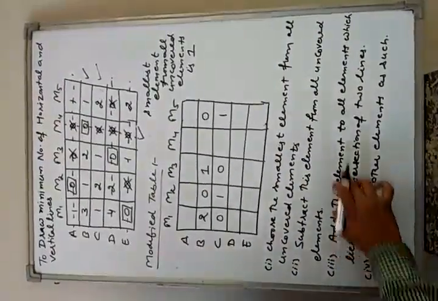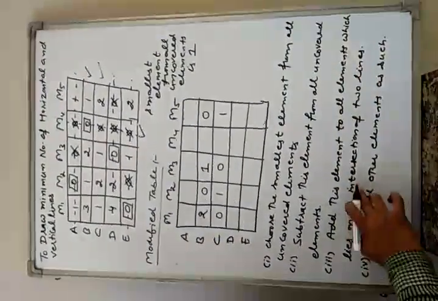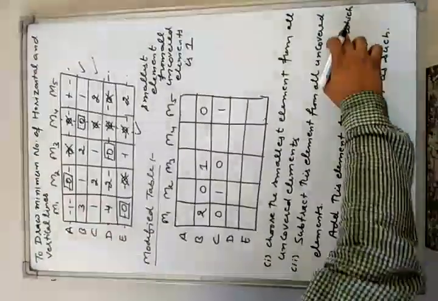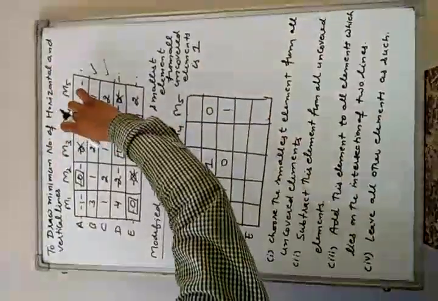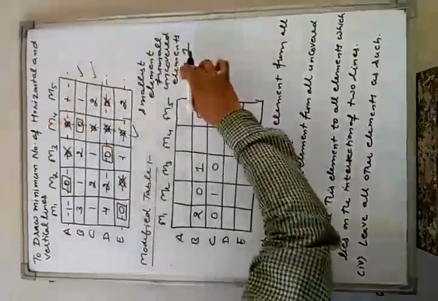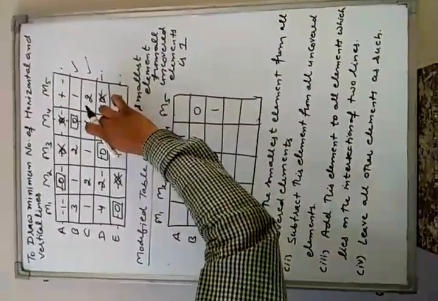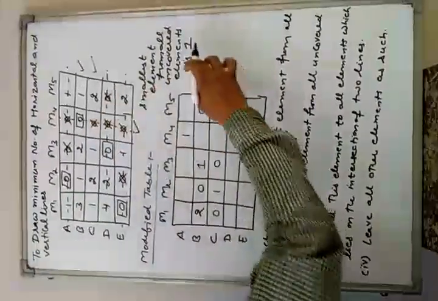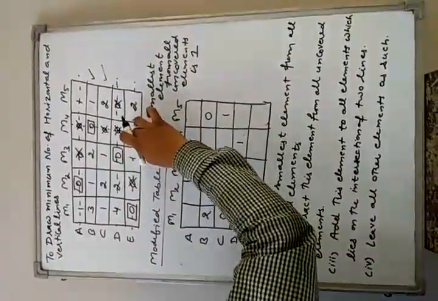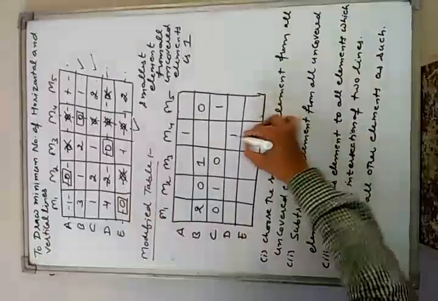The third step is to add this element to all elements which lie on the intersection of two lines, the lines which we have drawn in the previous step. Like this element lies on the intersection of two lines. Therefore, we add this element to this element. 0 plus 1 is 1. Next element is this. This lies at the intersection of two lines. Therefore, 0 plus 1, 1. And again, this element lies on the intersection of two lines. Therefore, 0 plus 1 is 1.